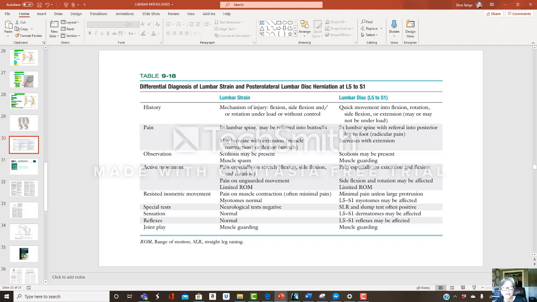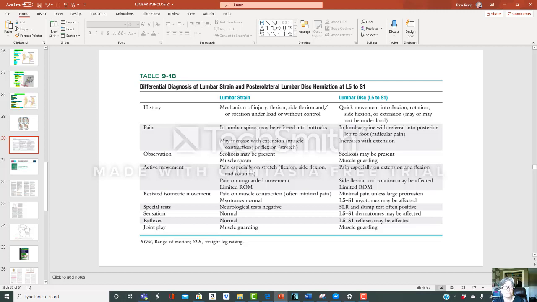Lumbar disc, L5 to S1. Quick movement into flexion, rotation, side flexion, or extension. May or may not be under load. Pain in lumbar spine may be referred to buttocks. May increase with extension, muscle contraction, or flexion, muscle stretch. For the lumbar disc, in lumbar spine, with referred to posterior leg to foot radicular pain. So you have radicular pain. Increases with extension.